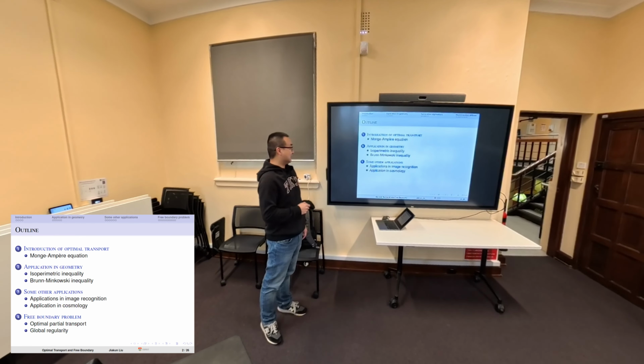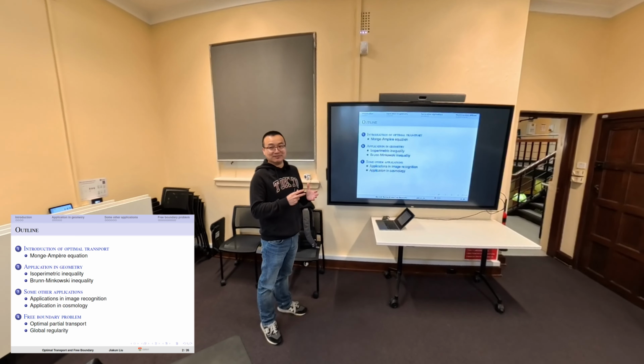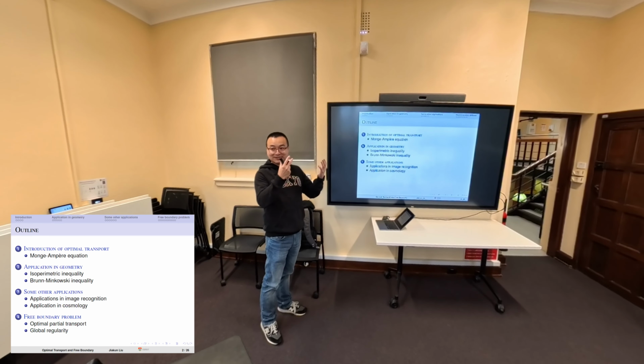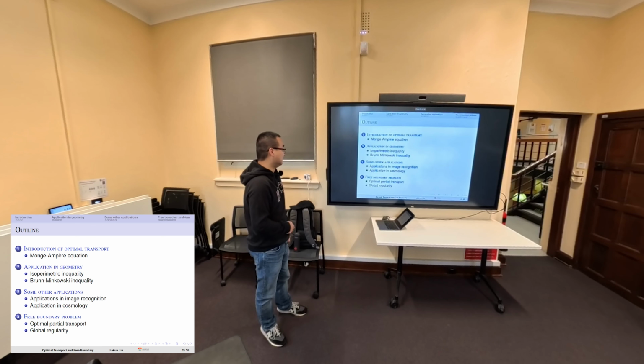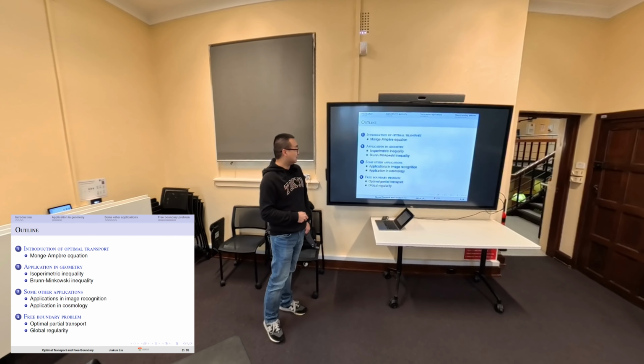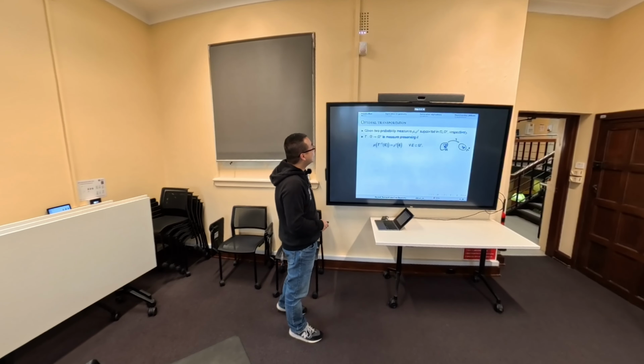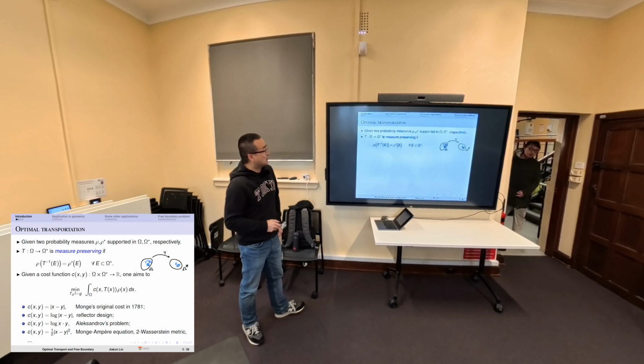One of them is in image recognition, and the other one is in cosmology. We're trying to use optimal transport to study the Big Bang theory, to understand how the universe is evolving. Last part, if we have time, I would like to introduce some recent results on free boundary problems in optimal transport. All right, now let's see what optimal transport is.